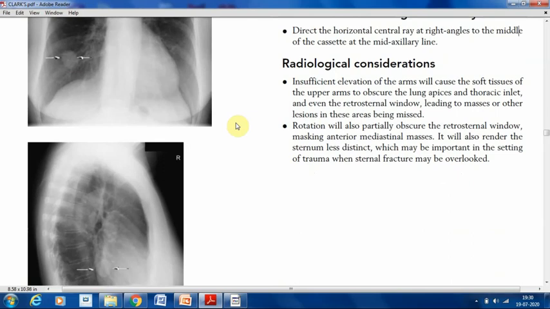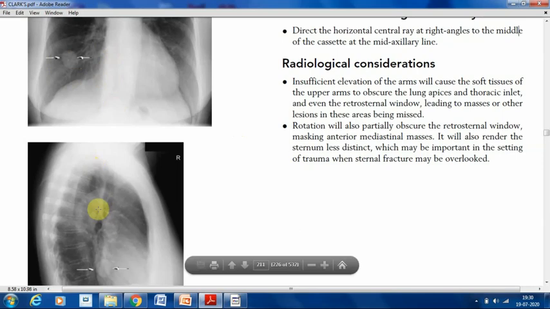Breathing instruction should be given. When the patient takes a deep breath, only at that time should the exposure be made. See here, now the images are there. You can see this is the chest X-ray PA view. This is a lateral view.